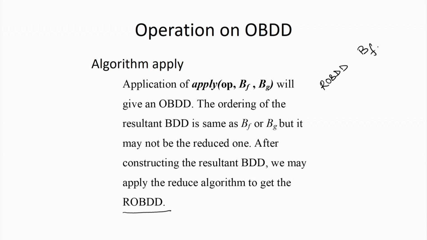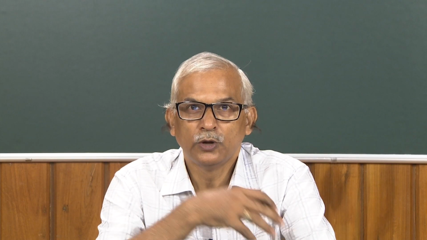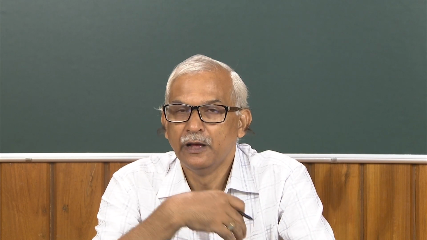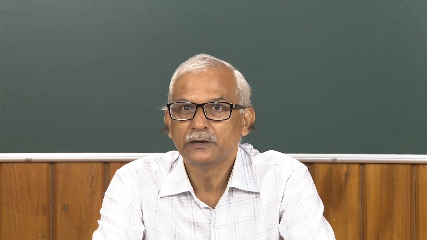Say BF is the ROBDD representation of function f, and BG is the ROBDD representation of g. After performing this operation, say apply plus BF BG, the resultant BDD will be an ordered BDD. That means the resultant BDD is also going to have the same variable ordering that we have for BF and BG, but it may not be the reduced one.